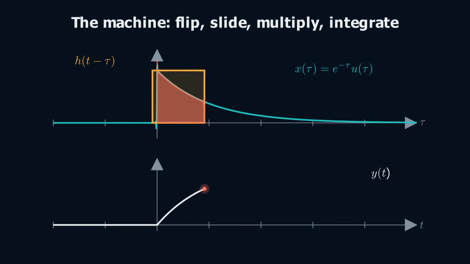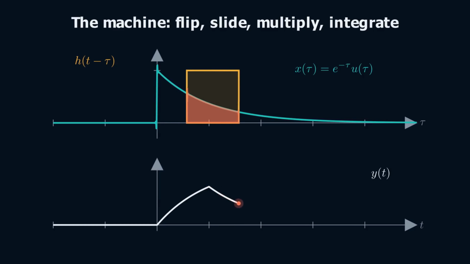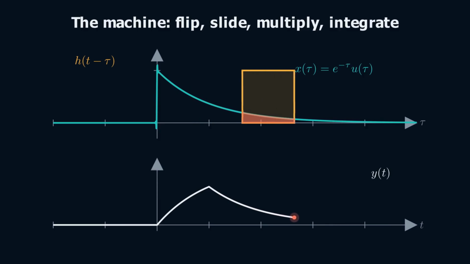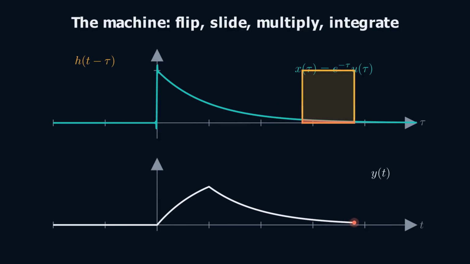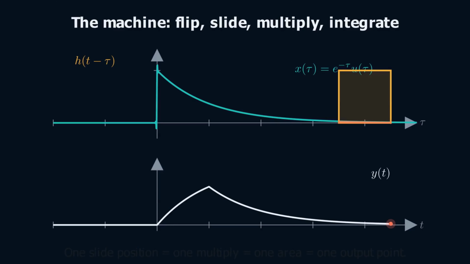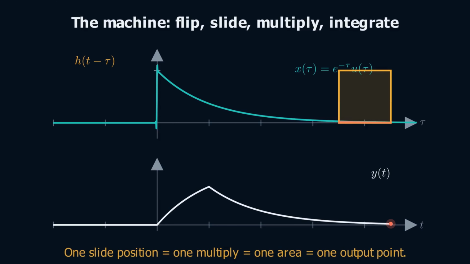Watch the area get plotted below, point by point, as the window sweeps. Before t equals 1, the window is still filling with fresh signal, the output climbs. After t equals 1, the window only sees the exponential's decaying tail, the output falls. The output's shape is the story of the overlap. That's the whole machine. One slide position, one multiplication, one area, one output point. Convolution isn't an integral you solve. It's a movie you watch.